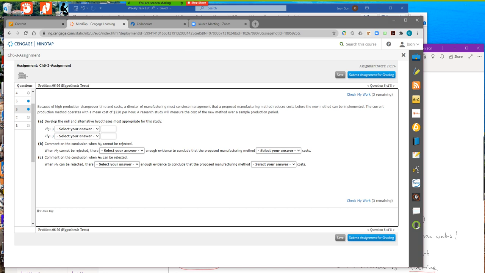So the current production method operates at a mean cost of $220 per hour, right? And the research study will measure the cost of the new method. So there is a current method, but they would like to test a new method. So this is a very typical scenario, right?